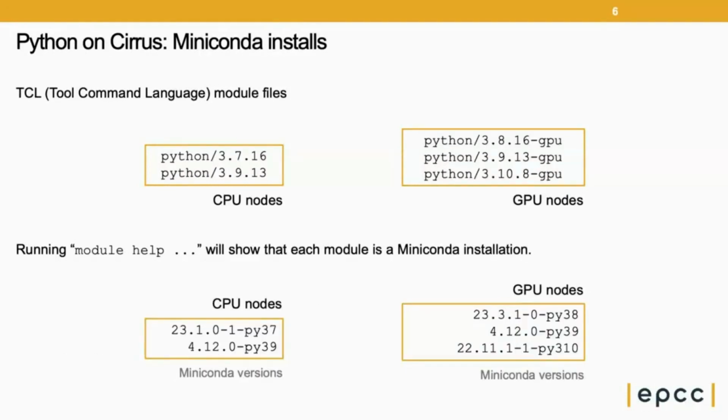So here I'm just showing, again, for each of these Python modules, the corresponding miniconda versions that exist, and you can see they're quite long. And so this is the reason why the module file itself just indicates the underlying Python version and whether or not it runs on the CPU or the GPU nodes.